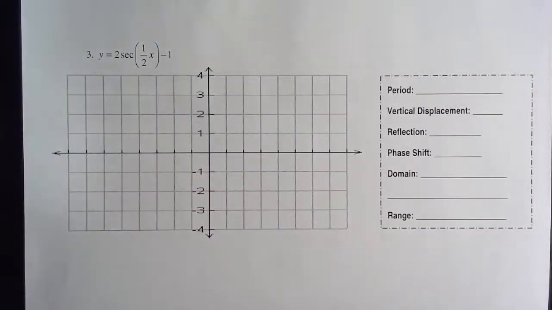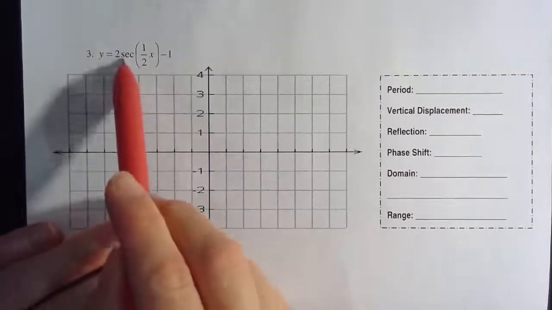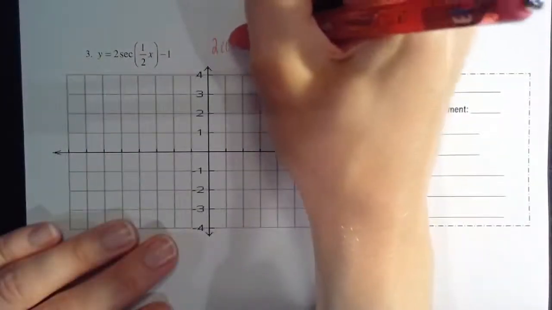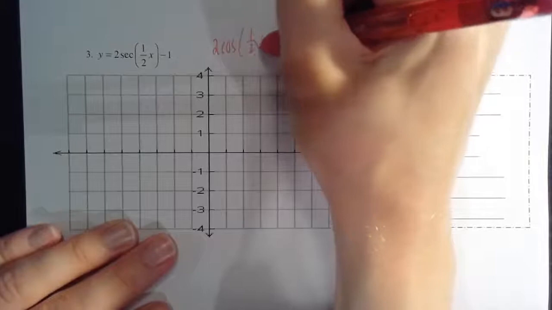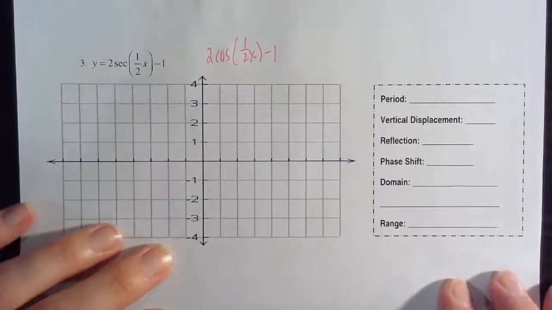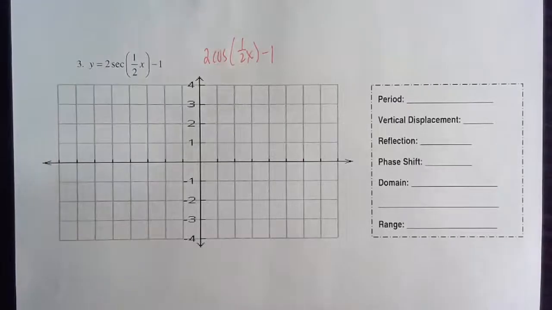Alright, this is the third example in the practice, so let's go through this. So at first, when you see secant, remember you want to think cosine, so we're going to graph 2 cosine of a half x minus 1 first, and then we'll work our magic and make it into secant.